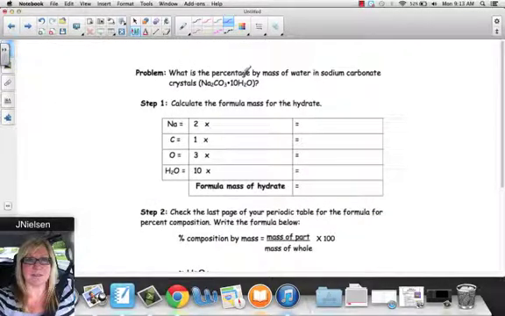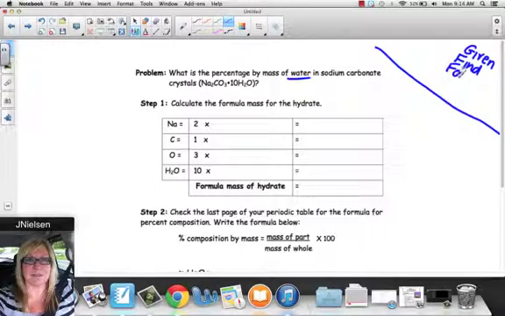So what is the percentage by mass of water in sodium carbonate crystals? Well, when we start problem solving, we have a format that we need to use, and that format is given, find, formula, solve. So we're going to write down what we're given, we're going to write down what we need to find, we're going to write down a formula, and then we're going to substitute.